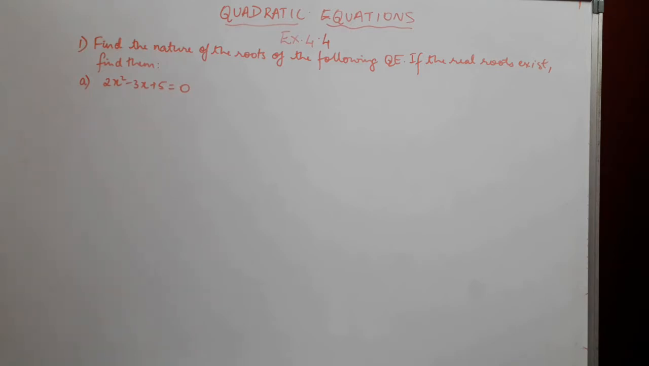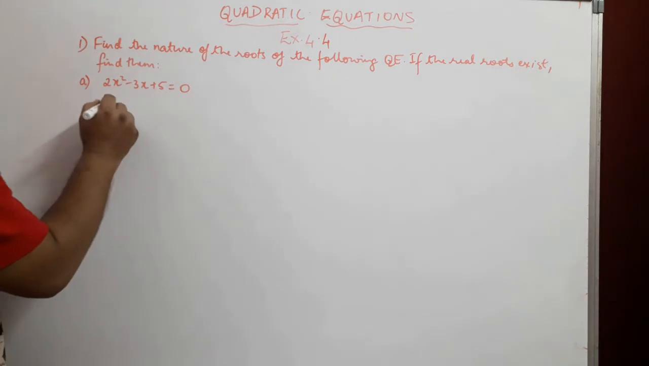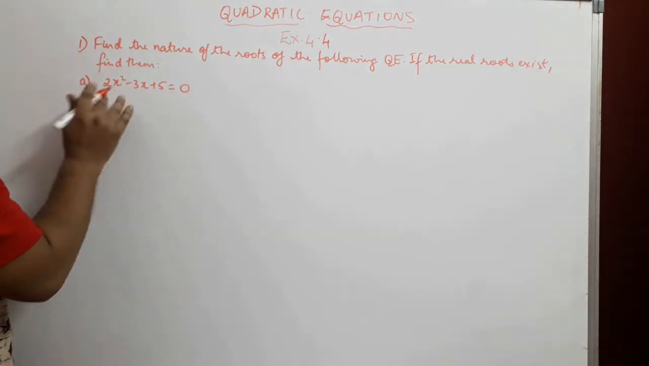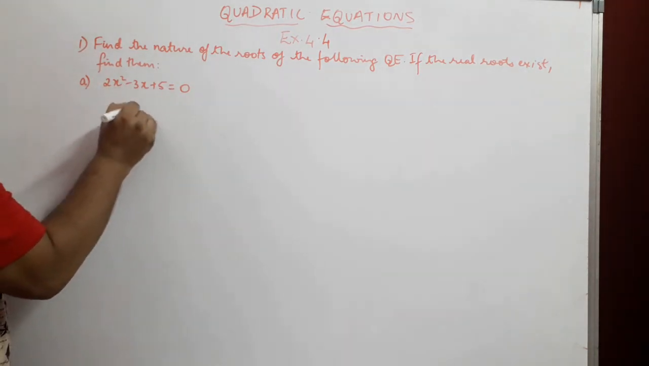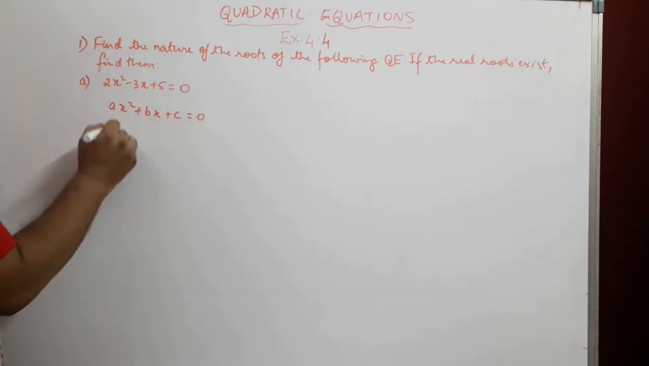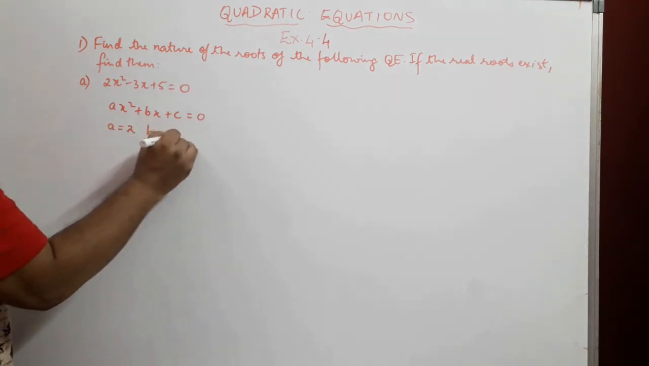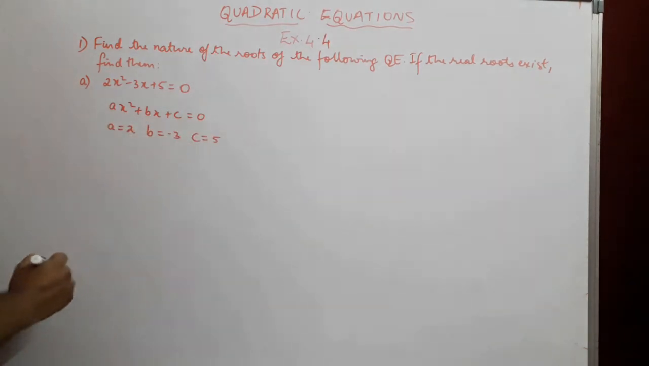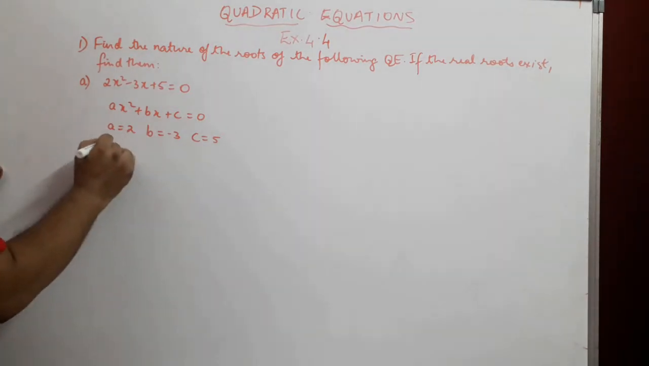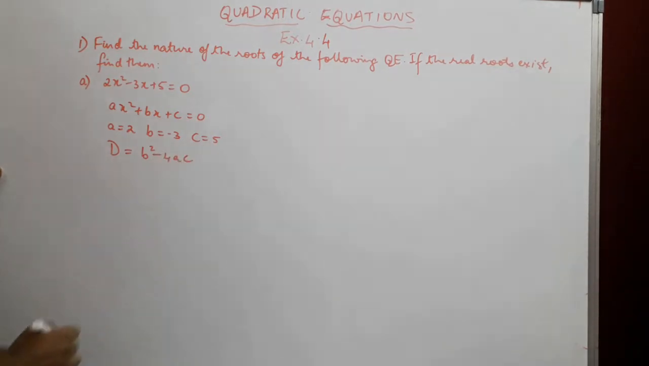Let's begin with our first problem given, that is 2x square minus 3x plus 5 equal to 0. We'll compare this with the general form of quadratic equation, that is ax square plus bx plus c equal to 0. And we see, if we compare, that we get a equal to 2, b equal to minus 3 and c equal to 5. Now we need to use the discriminant formula, that is d equal to b square minus 4ac, to find out whether we get real roots or not.